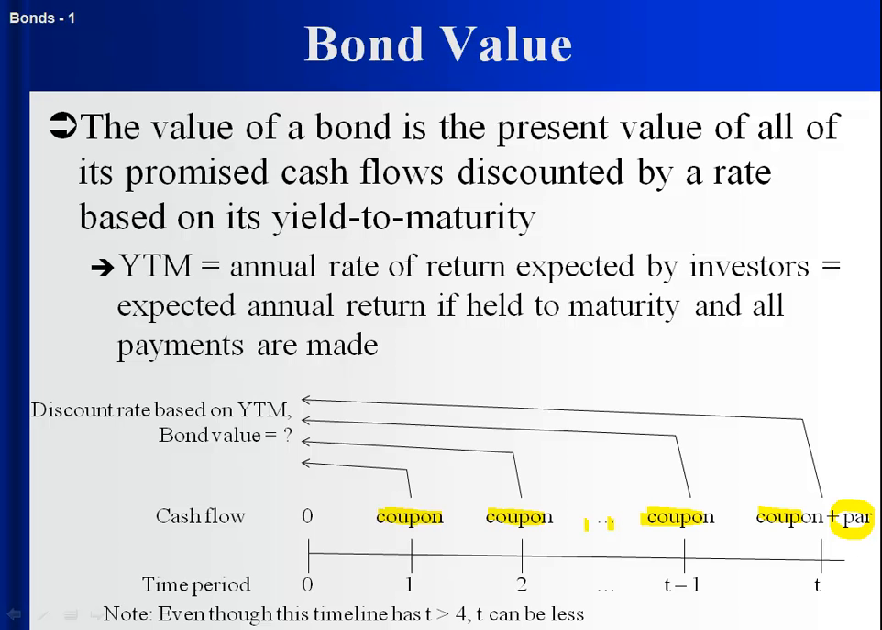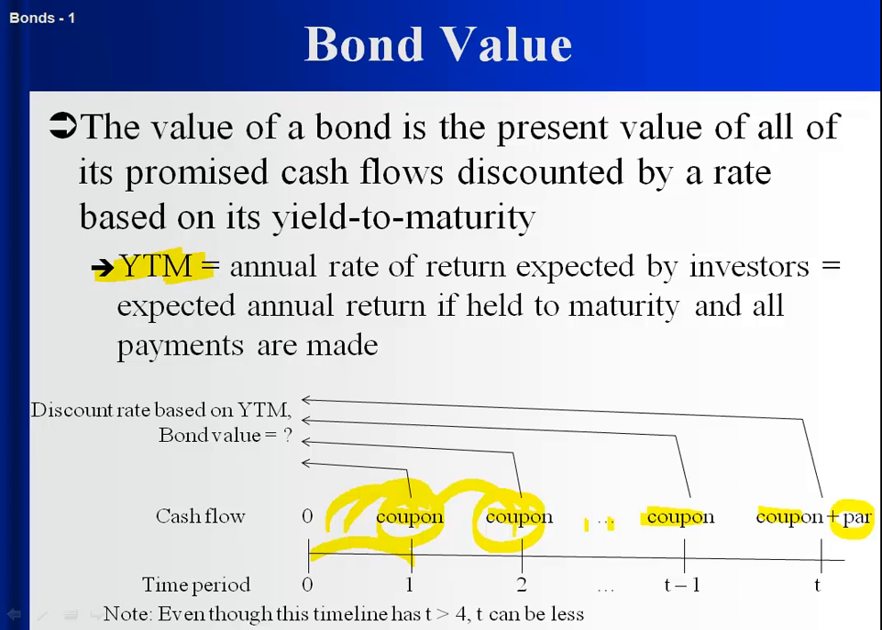We've made some simplifying assumptions, and so we know the next coupon's in one period. And so it's coupon over 1 plus r, plus coupon over 1 plus r squared, all the way out to the last coupon. So that raises the question, what do we discount it by? And the discount rate is based on the yield to maturity.